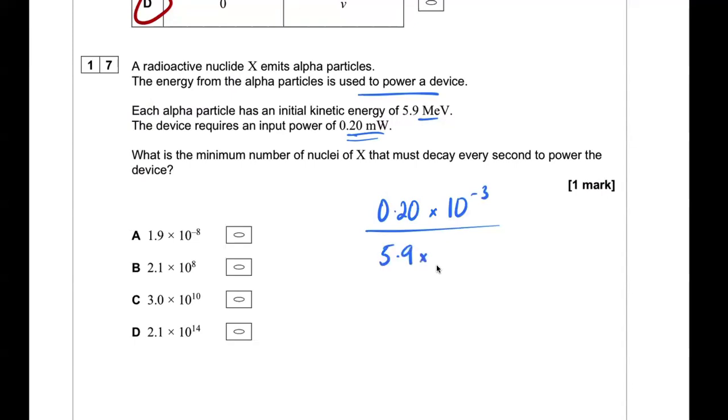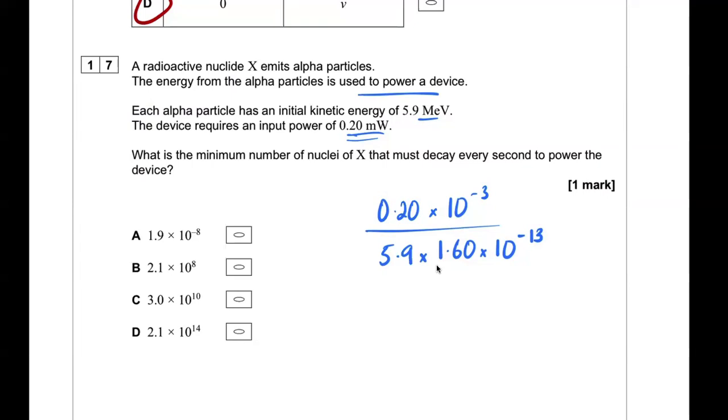So mega electron volt. So 1.6 into 10 to the negative 19 is what it is usually, just the electron volt. So then you multiply by mega, which makes it 10 to the negative 13. So that gives you the number of nuclei required. So you just figure out what this fraction is equal to.